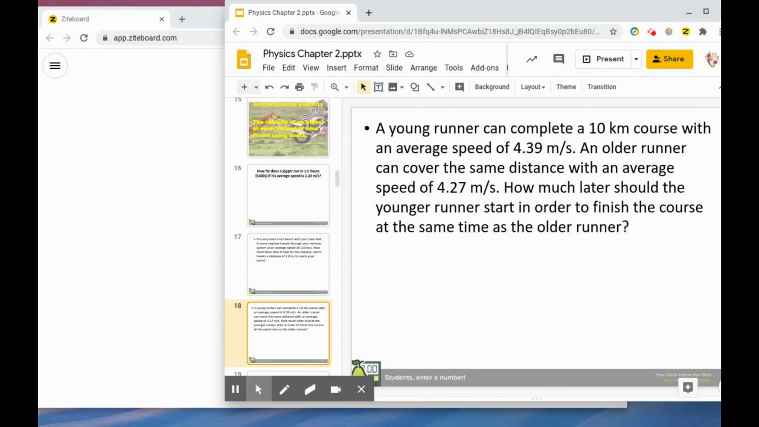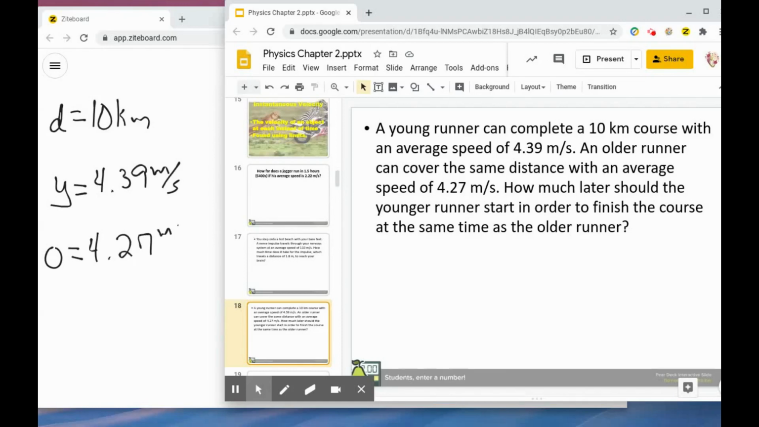So first of all, the distance that they're covering is 10 kilometers. The younger runner is going to have a speed of 4.39 meters per second, and the older runner has a speed of 4.27 meters per second.